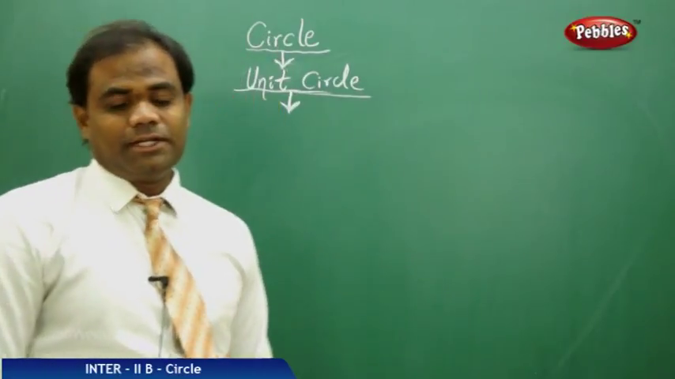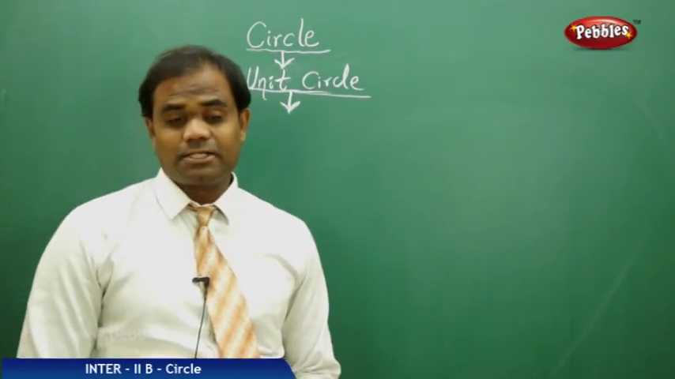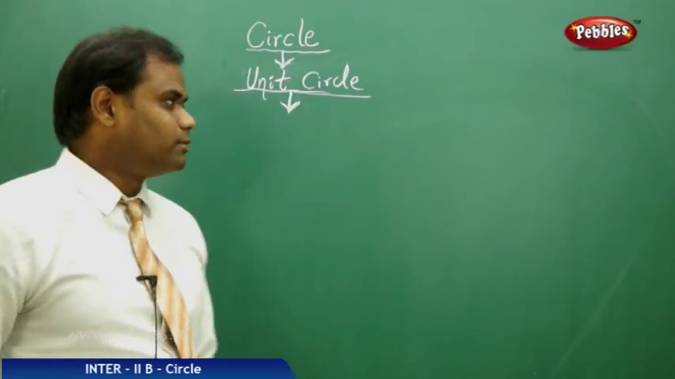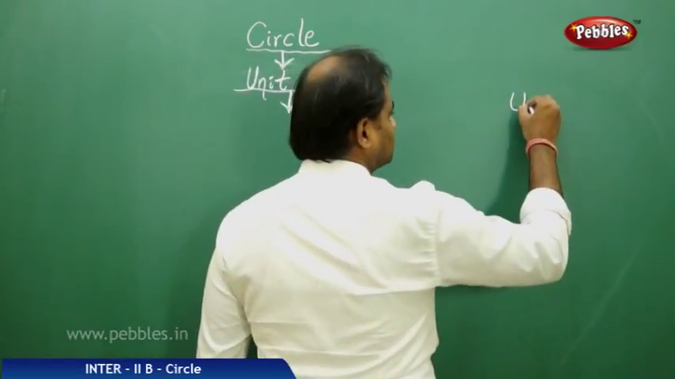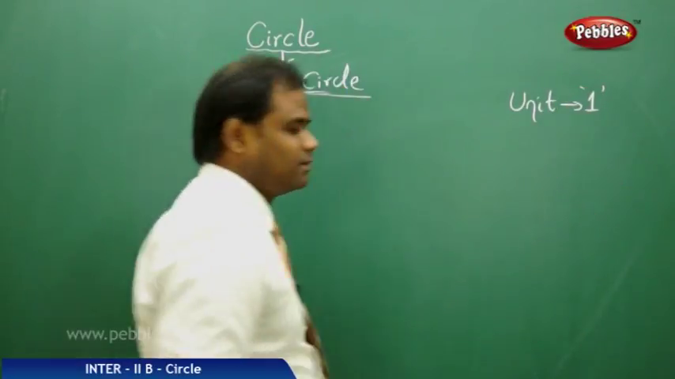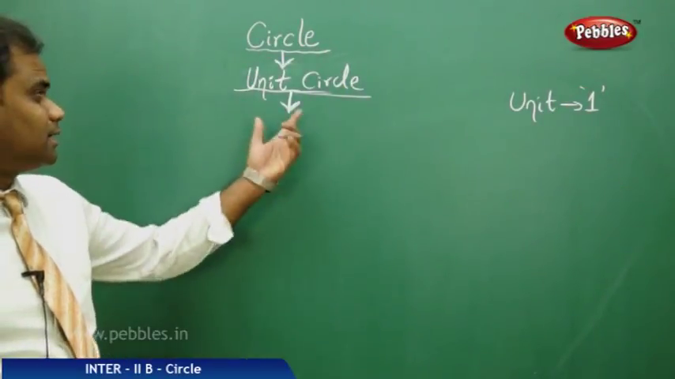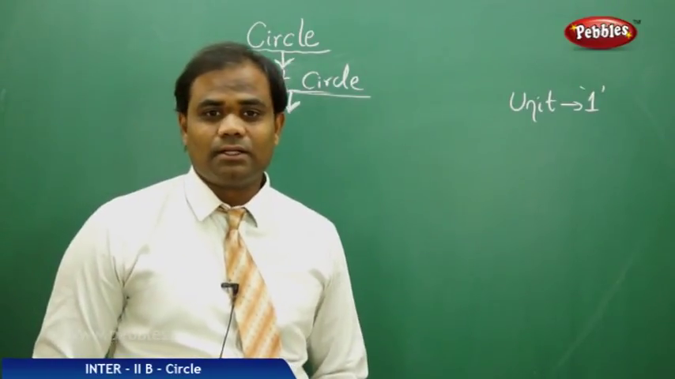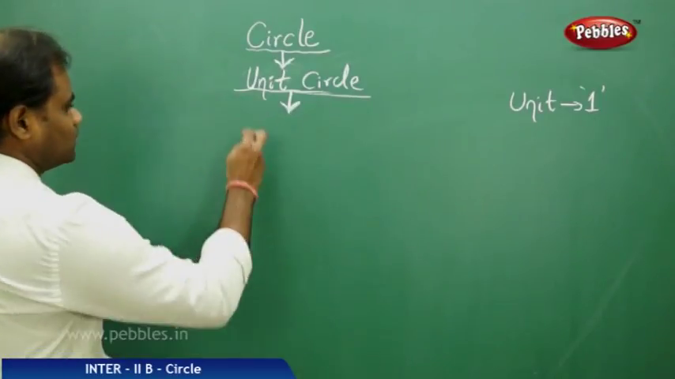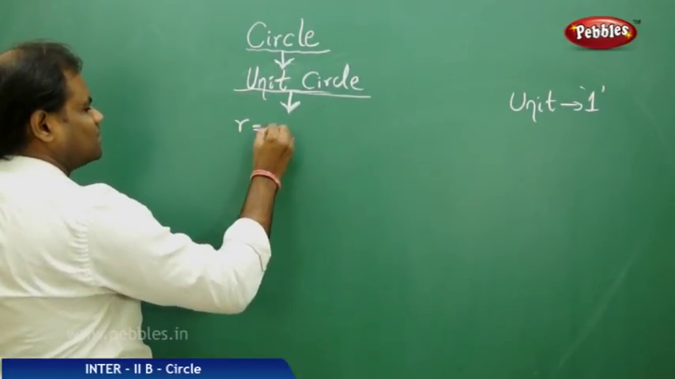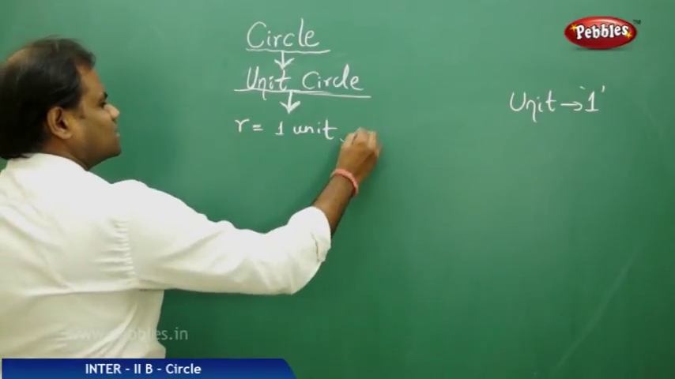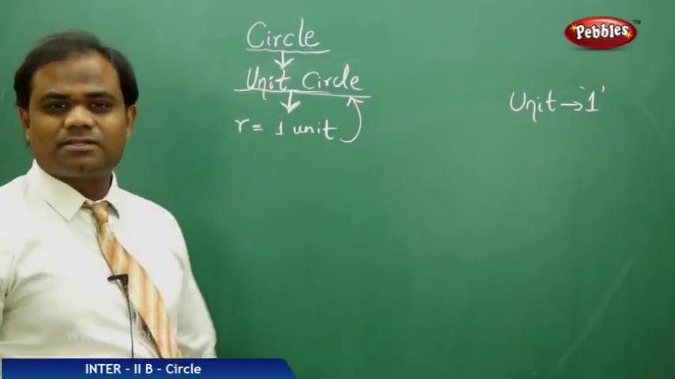Unit circle is one of the types of circle which we're going to discuss now. So what do we mean by unit circle? The word unit means 1. Therefore, I understand that a unit circle is a circle with radius 1 unit. So if the radius is 1 unit, then that circle is called a unit circle.